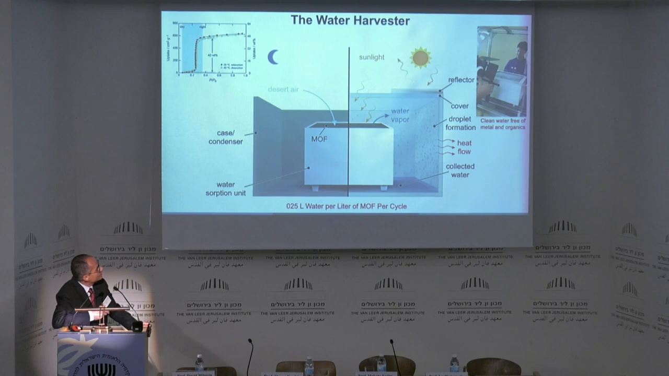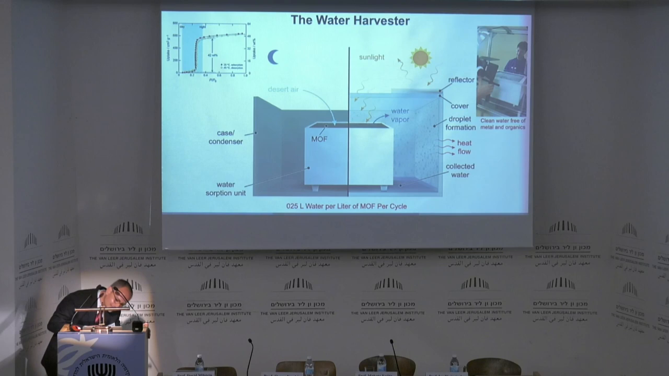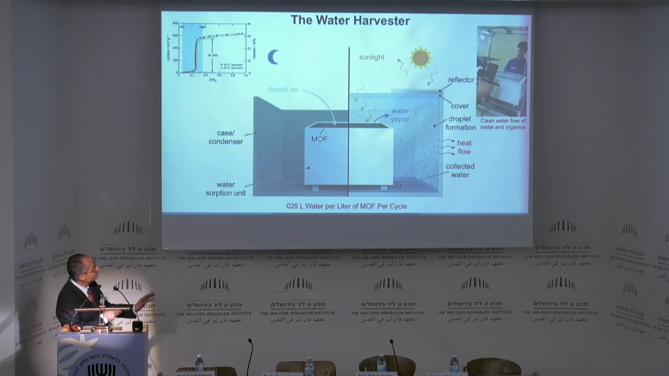We have done this experiment both in the lab, and this prototype was also tested in the deserts of Arizona, in Scottsdale, Arizona. It turns out that we can deliver, excuse me, this should be point, is there a point there? That should be 0.25 liter of water per liter of MOF per cycle. That's exactly what we have been able to harvest in this device in Arizona, under real conditions, without any electricity except ambient sunlight shining onto this box. 0.2 liter of water per liter of MOF per uptake and release cycle.